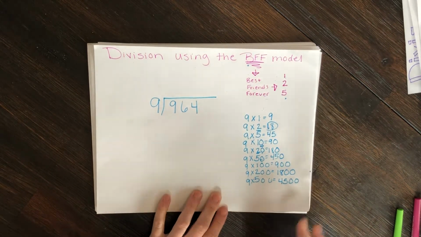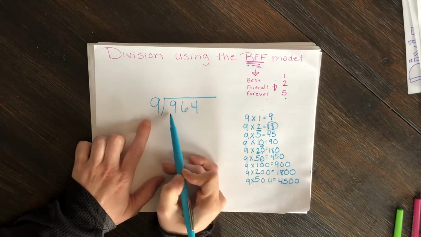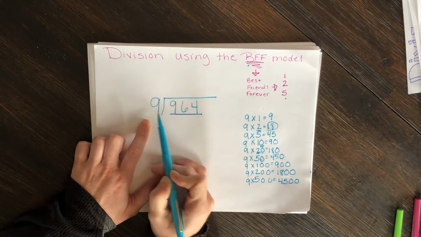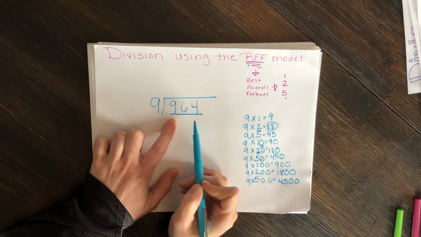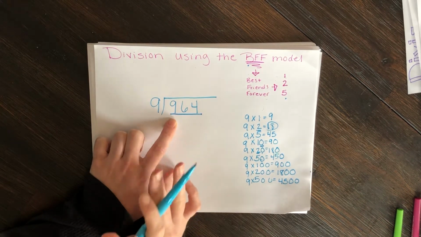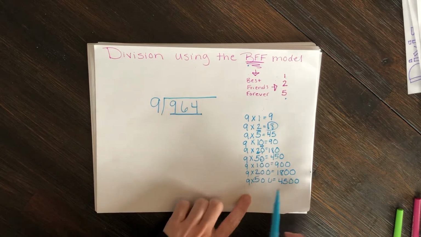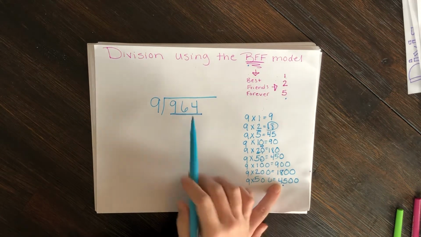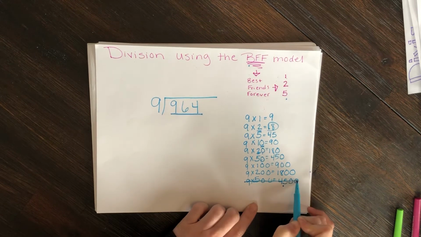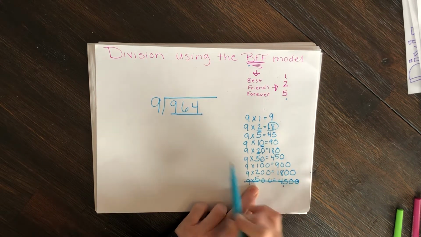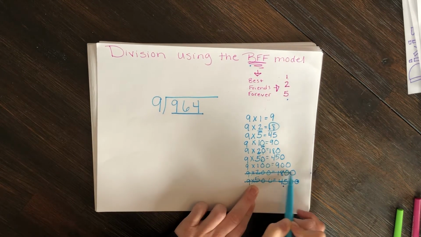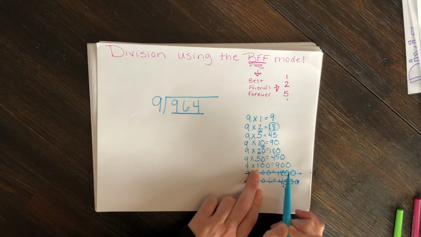So now you're going to look at this whole number. So 9 divided by 964. How close can I get to 964 without going over? So I start at the bottom. We know 4,500 is bigger than this, so that will not work. I'm going to go ahead and cross it up. I'm going to work my way up. So 1,800, that is too big. Cross it off. 900, that will fit.